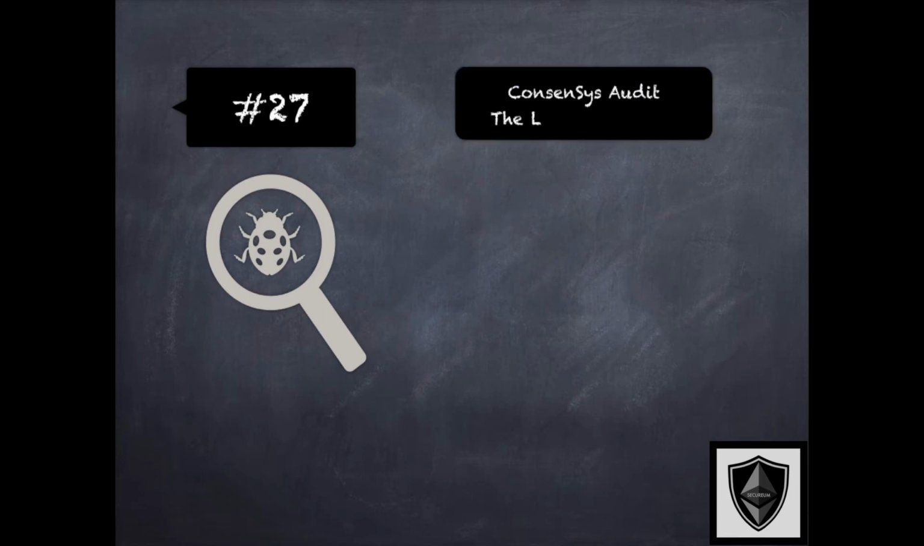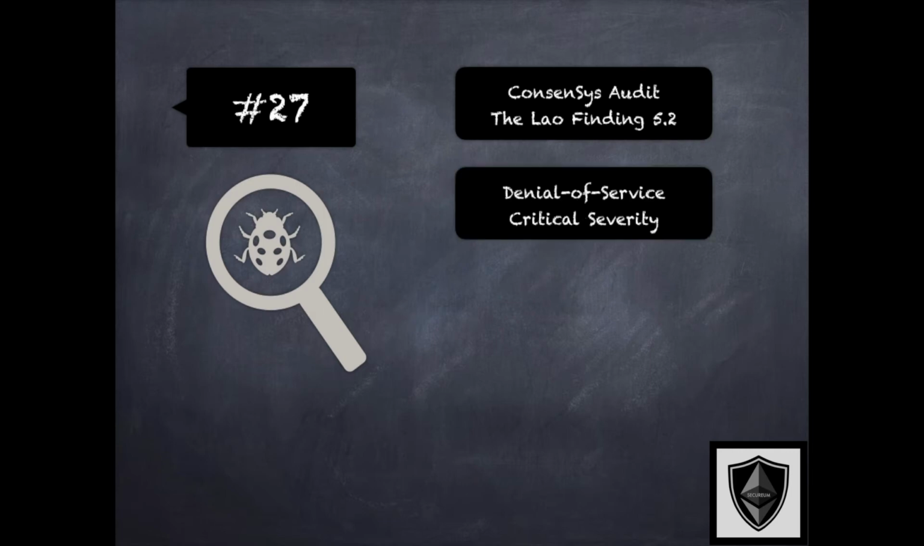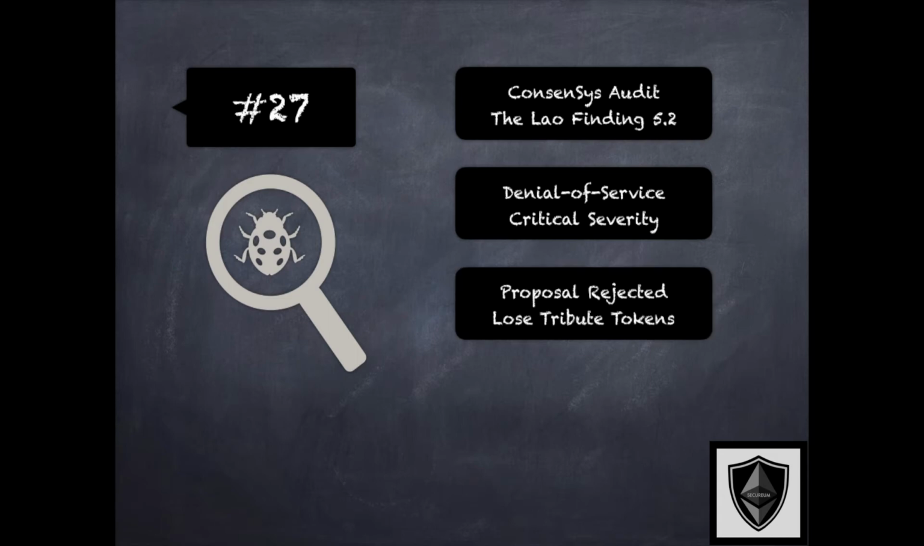27 is another finding from the Consensys Diligence audit of the LAO protocol, where it was another critical severity finding, again related to denial of service. The issue was that if someone submitted a proposal and transferred some amount of tribute tokens, these tokens were transferred back if the proposal was rejected, but if the proposal was not processed before the emergency processing, these tokens would not be transferred back to the proposer.